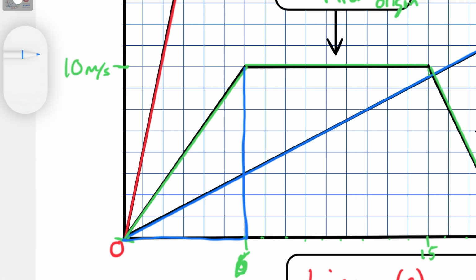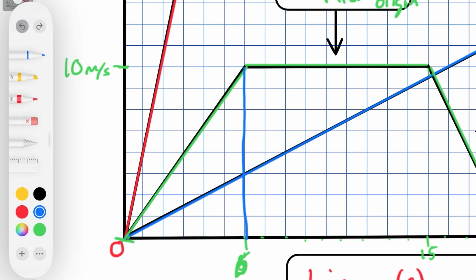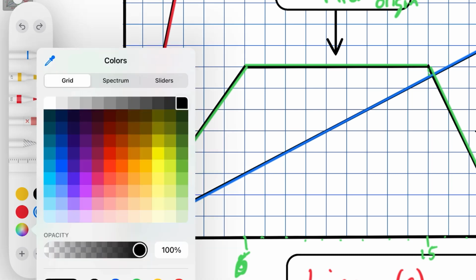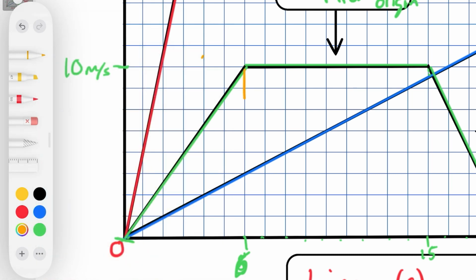Okay, actually, let's do it in a different color, just so we don't get it confused. Let's go with an orange. So we're going to talk about this section here. We want to know the distance traveled between 0 and 6 seconds. So we need to find this area.